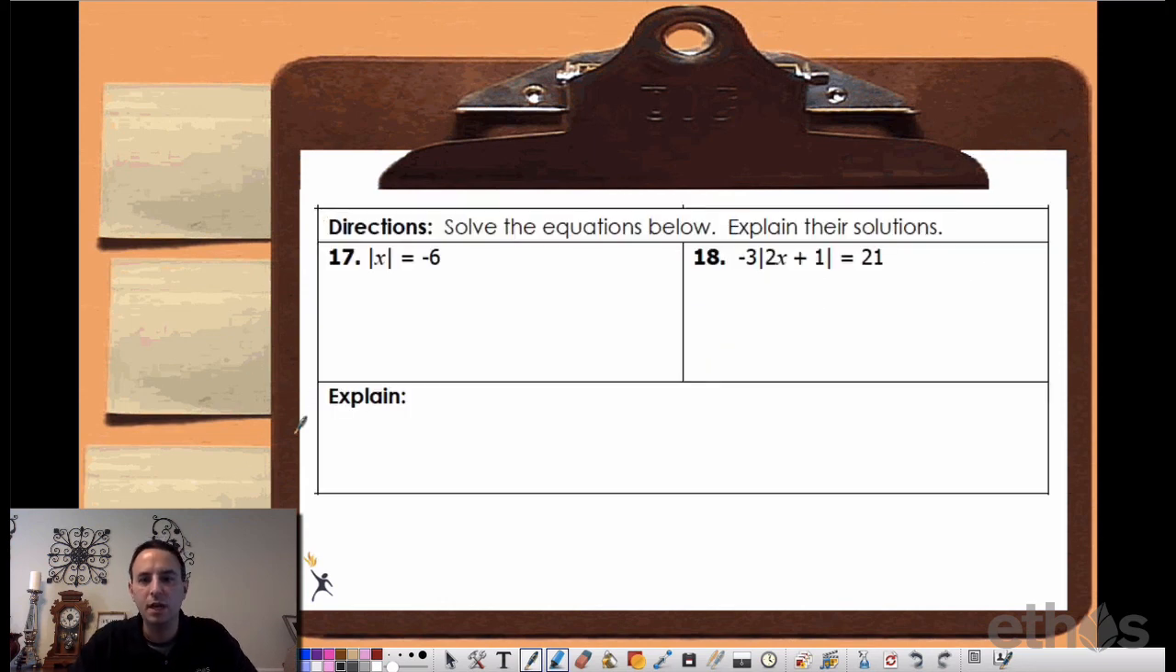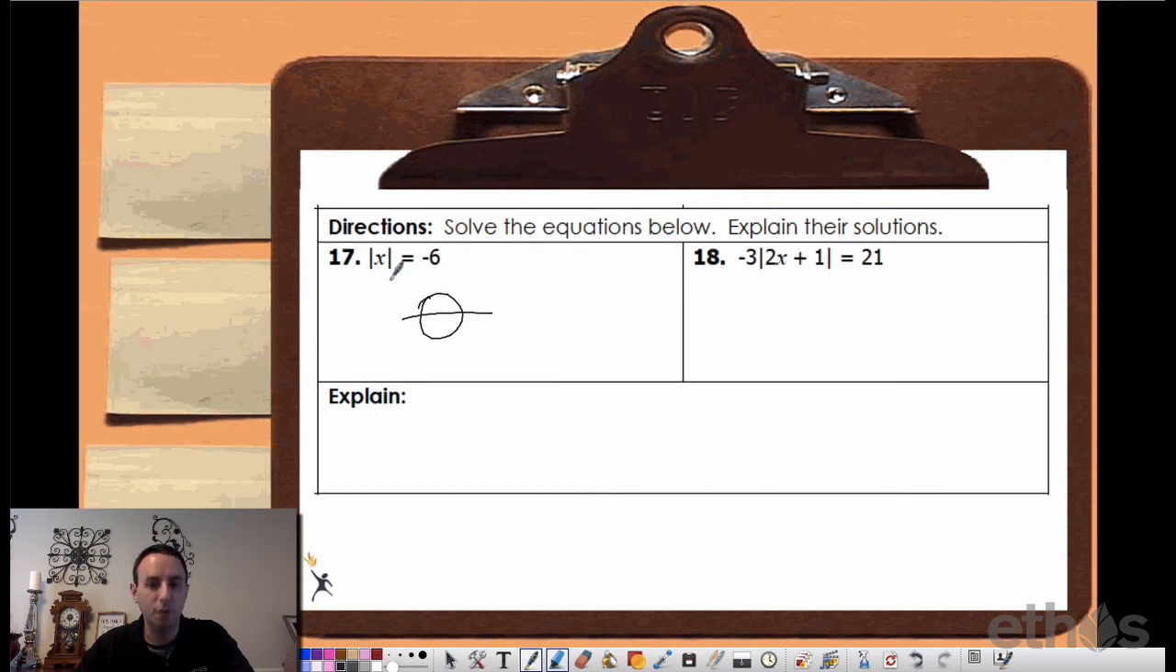So we have a couple other concepts here, and there is a special case here as well that I want to talk through. So the absolute value of a number is equal to a negative. One of the concepts behind this is, can the absolute value ever be negative? If you go back to distance from 0, distance can never be negative. So this one actually happens to be a no solution problem.